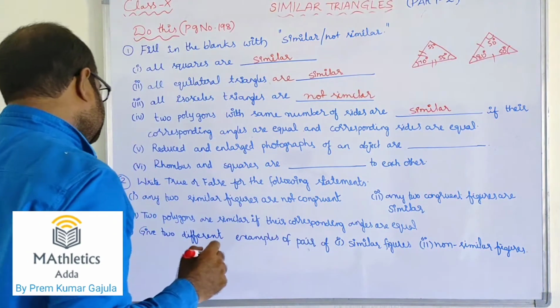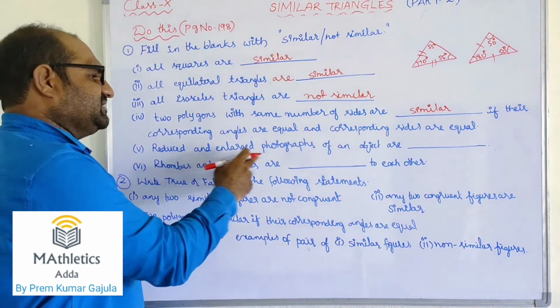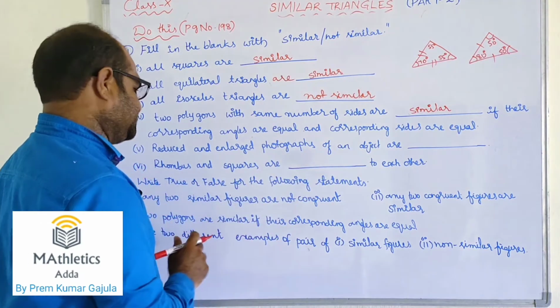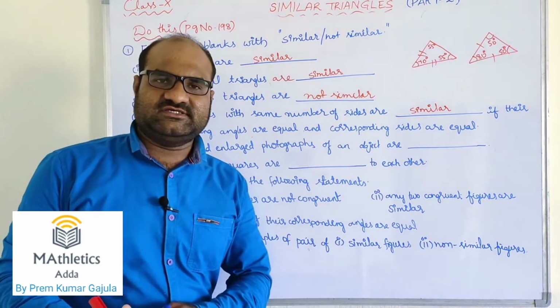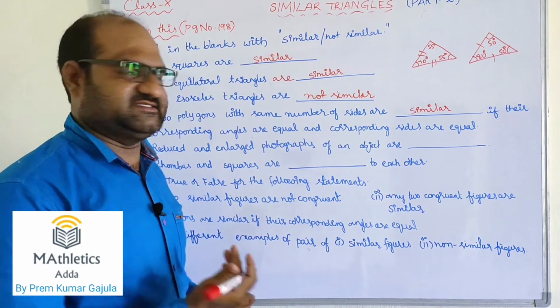Now let us look at the next one. Reduced and enlarged photographs of an object are dash. Reduced or enlarged photographs are what? Similar.